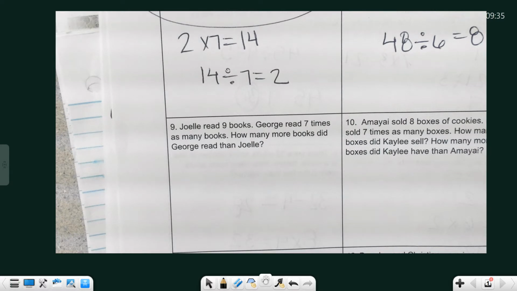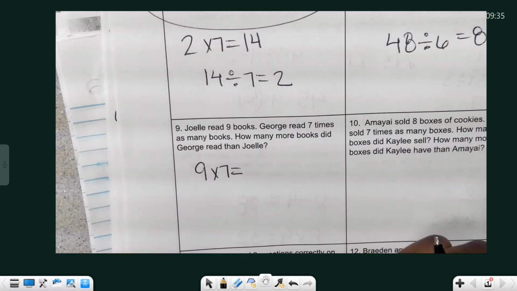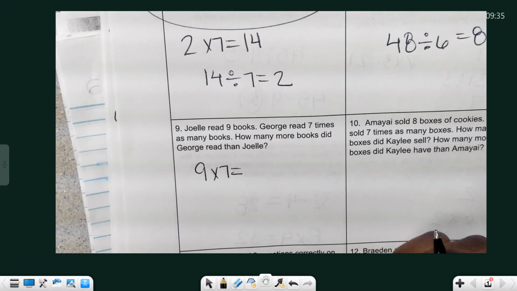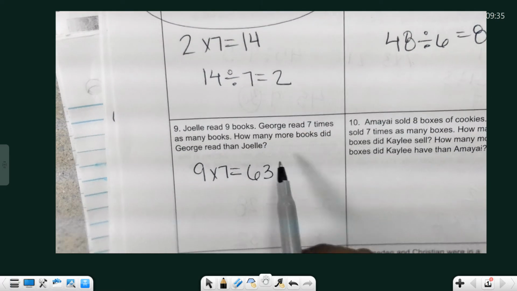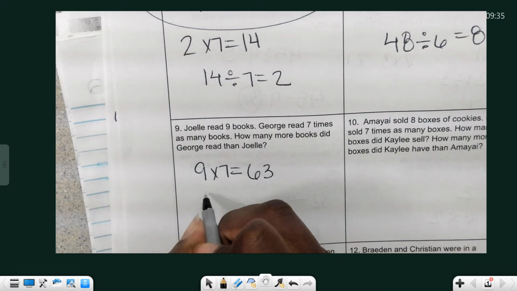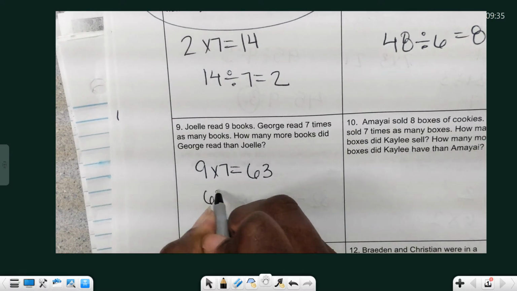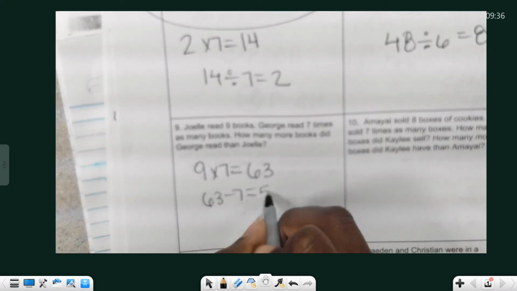You have to do 9 times 7, and that product you have to subtract 7 from. First of all, what's 9 times 7? 63. Now 63 minus 7 equals 56.